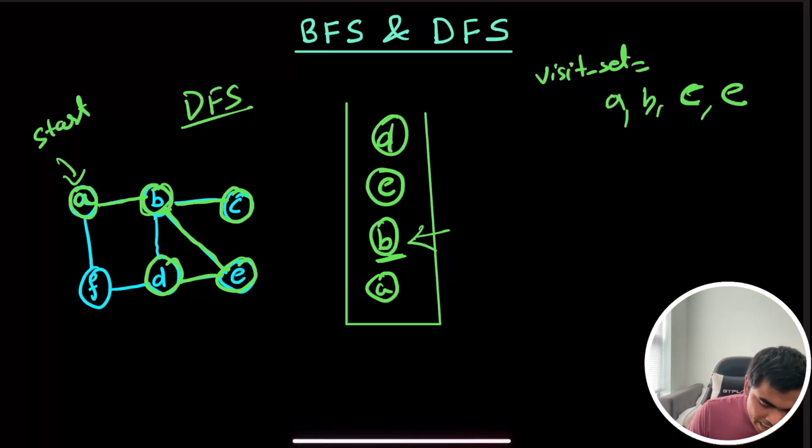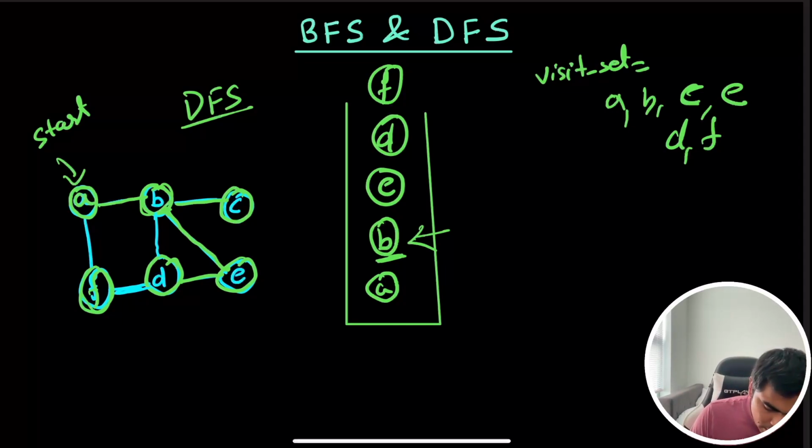But then I have one more neighbor, which is F, connected to it. There's just one neighbor, so I'm gonna visit that. I visited D, and then I visited F. Now I will put F on top of my stack. Now let's explore F. Does F have any unvisited neighbors? No, it doesn't, so I'm gonna pop that from my stack.